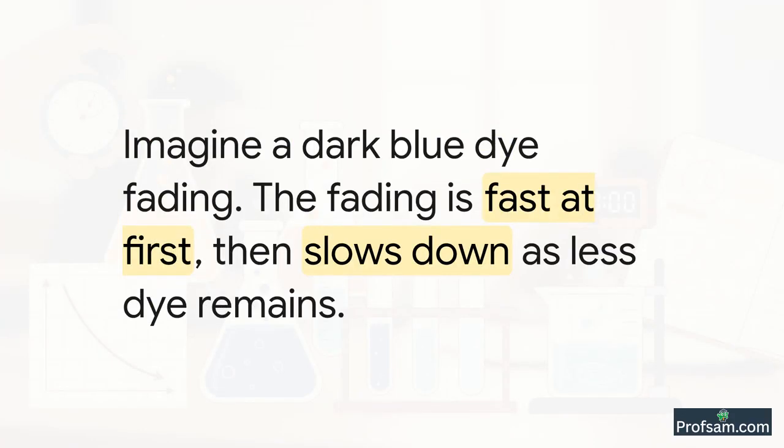Let's try to picture this in our minds. Imagine you have a beaker filled with a dark blue dye. Now, you add a chemical that makes it react and lose its color. What will you see? At the very beginning, when it's dark blue, the color will fade very fast. But as it gets lighter and lighter, the change becomes slower and slower. Why? Because there are fewer and fewer dye molecules left to react. The integrated rate equation is the perfect mathematical formula to describe this exact process of fading.